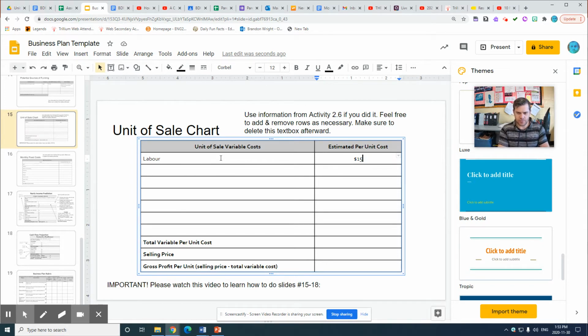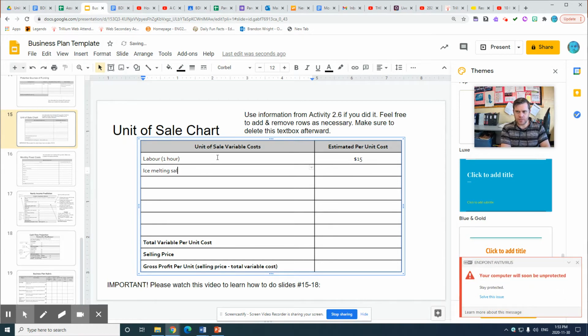That is how I'm pricing my variable costs. And the only material I'll need, so labor, that's my work. I do 1 hour of work. I charge myself $15 because that's just slightly above minimum wage. Next is ice melting salt. And I may use only, say, 10 cents of that.